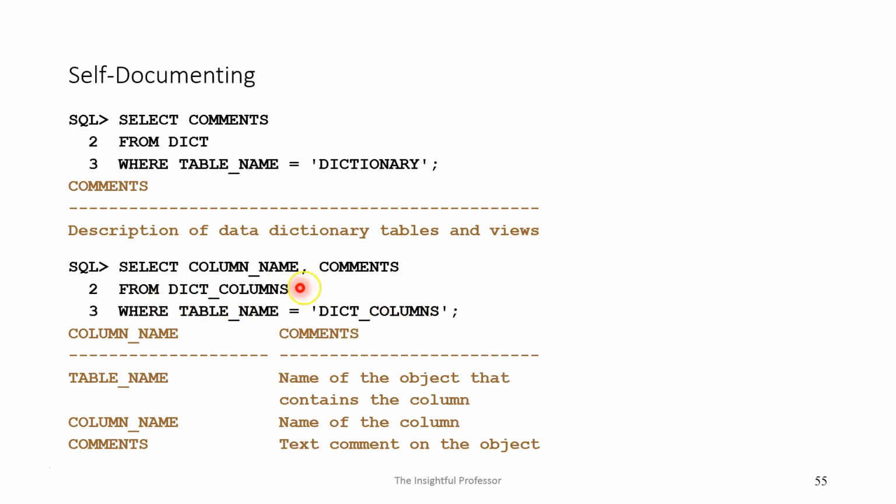Then we have a simple query against dictionary columns, getting the name of a column and the comments for a particular table, and here we see the descriptions. So it's actually a nice little feature, and I just kind of wish that Oracle had done a little bit more thorough or comprehensive job in utilizing it.